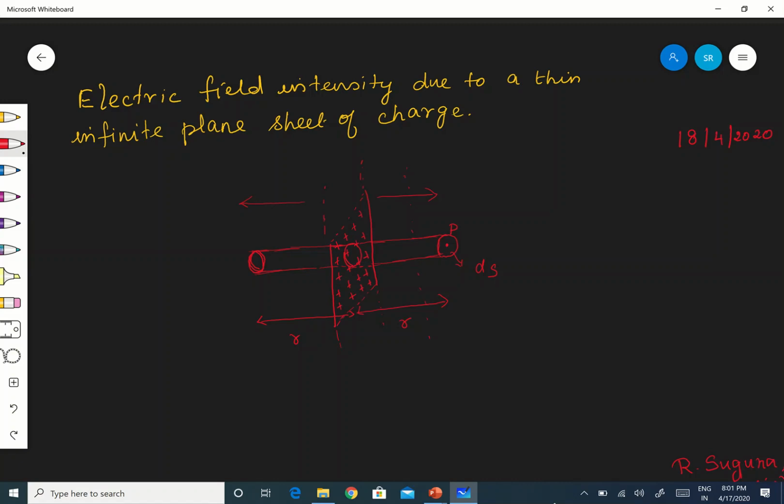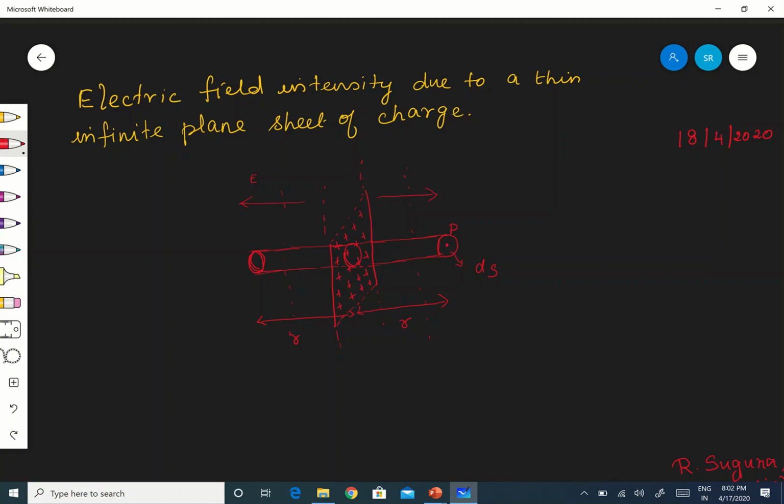If you take here also, this is the electric field, the direction of electric field. And if you take one more line at the same distance here, the electric field intensity magnitude should be the same. Why? Because all the points which are equidistant from the plane sheet of charge should have the same electric field intensity, it is a presumption.